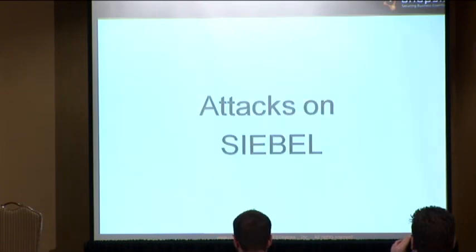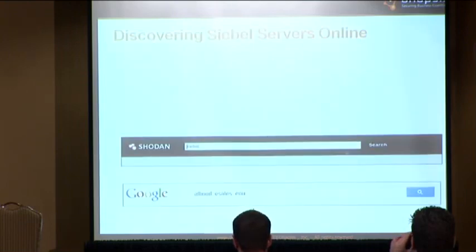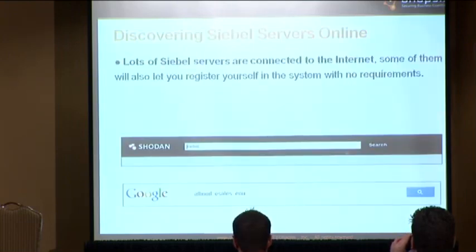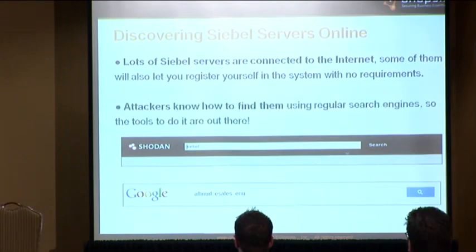So let's get more technical about Siebel. We know that Siebel systems are online, right? But the attackers also know that fact. Also, most of the Siebels that you will find online let you register by just providing a name, a last name, an email, and that's it. You don't need more qualifications to get yourself a user. You don't need an extra approval. But in general, it's that way. And attackers know how to find these kinds of systems on the internet.